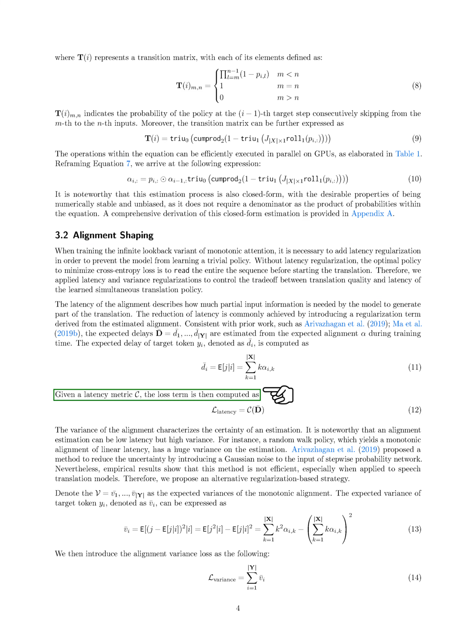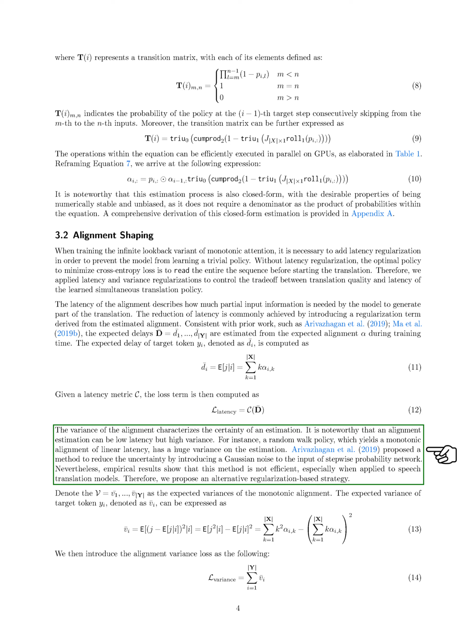The variance of the alignment characterizes the certainty of an estimation. An alignment estimation can be low latency but high variance. For example, a random walk policy, which yields a monotonic alignment of linear latency, has a large variance on the estimation. We propose a method to reduce the uncertainty by introducing a Gaussian noise to the input of the stepwise probability network. However, empirical results show that this method is not efficient, especially when applied to speech translation models. Therefore, we propose an alternative regularization-based strategy.